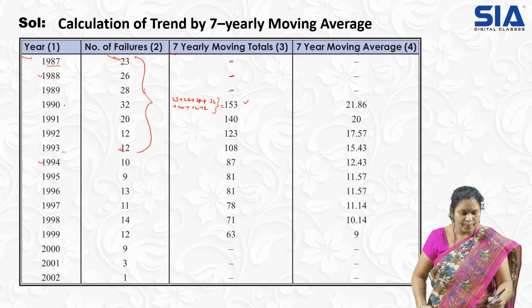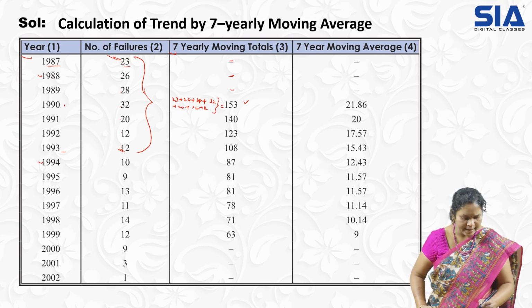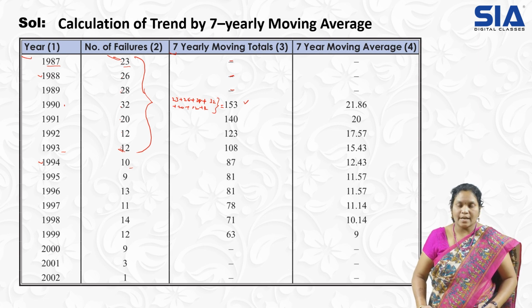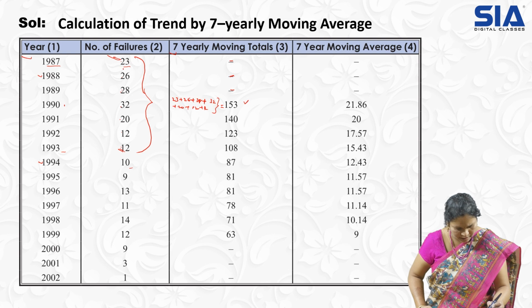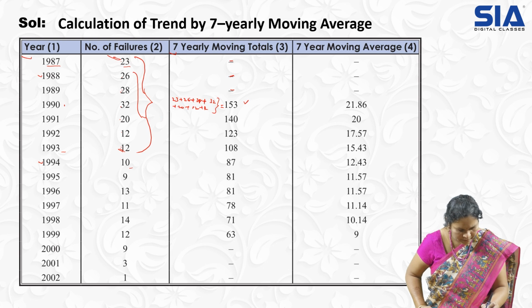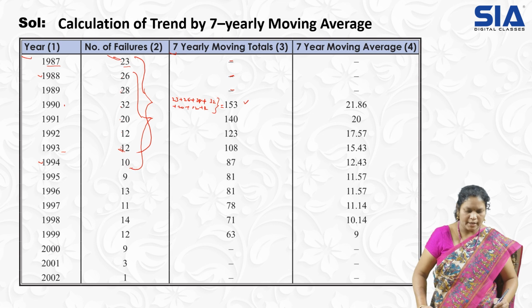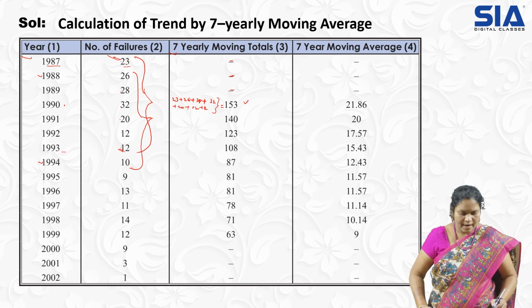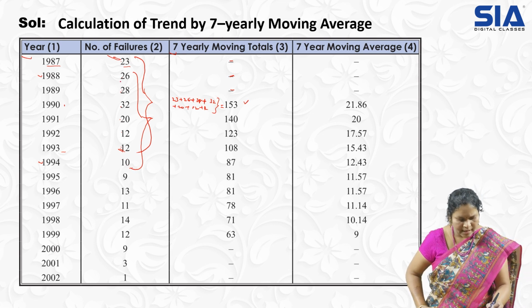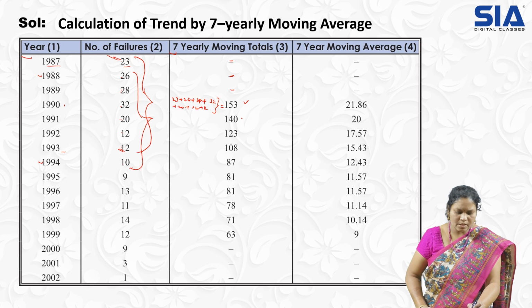So what we have to do? Remove 23 and then add 10 here. So next values you have to consider from 26. Now check it out, here also the middle value becomes this 140, where exactly we have the 1991 value. So like that you have to add all these values: 26 plus 28 plus 32 plus 20 plus 12 plus 12 plus 10. You will get the answer as 140.